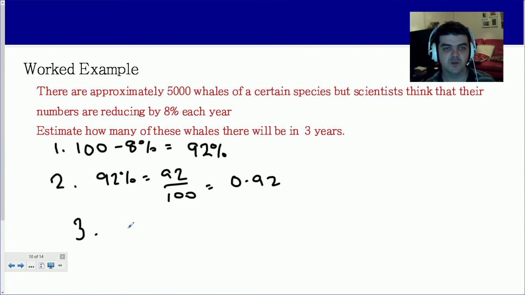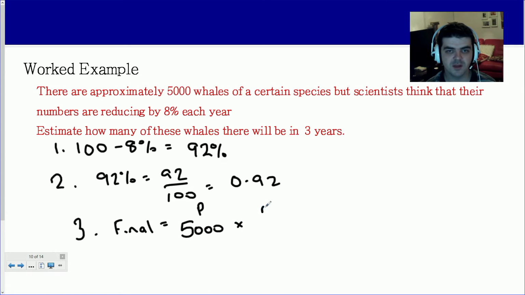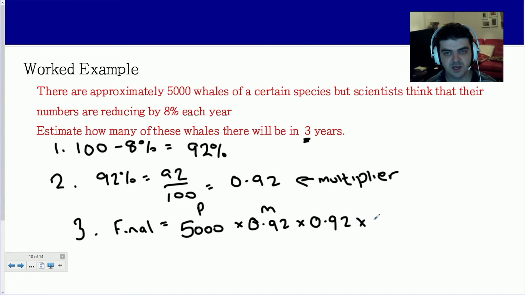Third step is we're going to work out our calculation to give our final total. So we're going to get our principal amount, which is 5,000. That's our P, and we're going to multiply it by our multiplier. I'm going to call this our multiplier, because that's what we call the result of the second step. So we're going to multiply by 0.92, and we're going to do it 3 times in total because there are 3 years. 0.92 times 0.92.